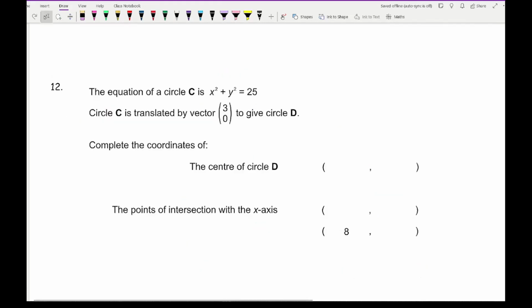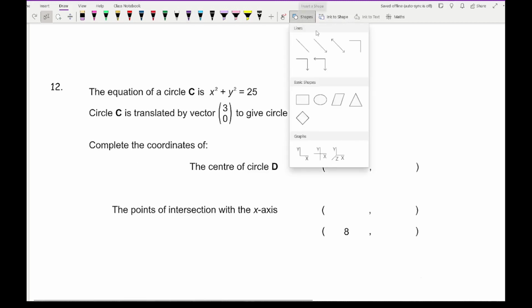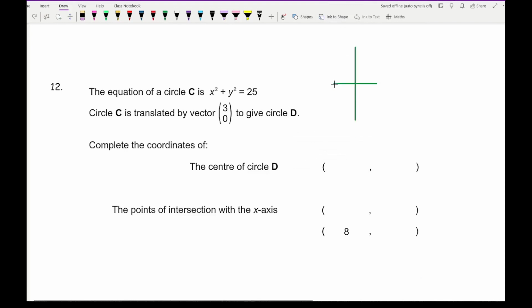Now moving on to question 12, it says the equation of a circle C is x squared plus y squared equals 25. The circle C is translated by the vector (3, 0) to give circle D. And the question is asking us to give the coordinates of the centre and the points of intersection of the x-axis. So looking at this, I'll start by doing a little sketch of what that looks like.